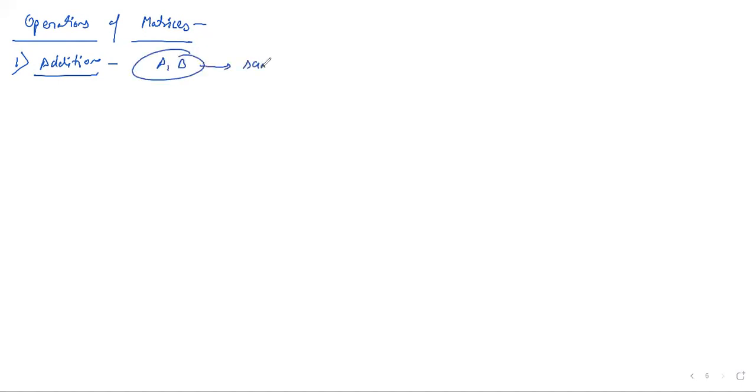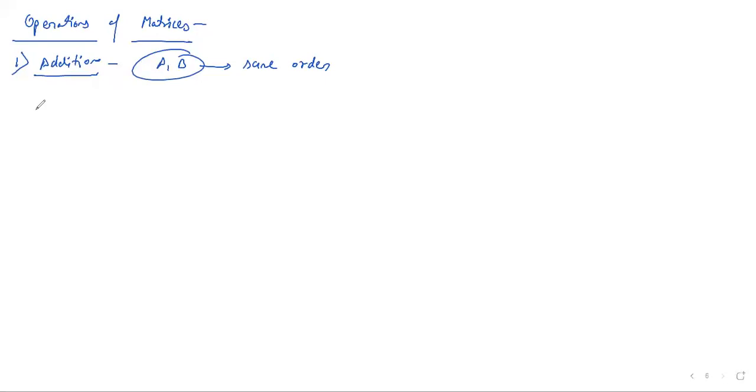Now let's see operations of matrices, that is, how the addition and product of matrices are defined. In the operations of the matrices, let's talk about the addition first. The addition of two matrices is defined if I have, let's say, matrices A and B of the same order. That means if I have A of m cross n, then I should have B of m cross n only. Then I can define its addition as A plus B.